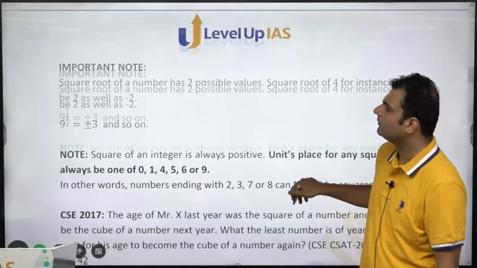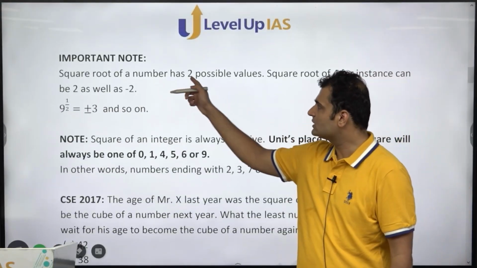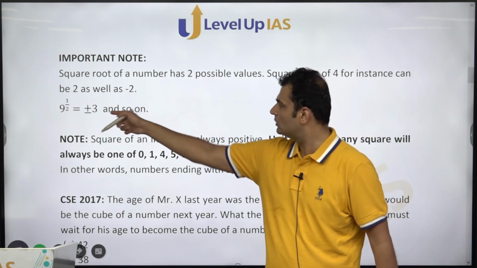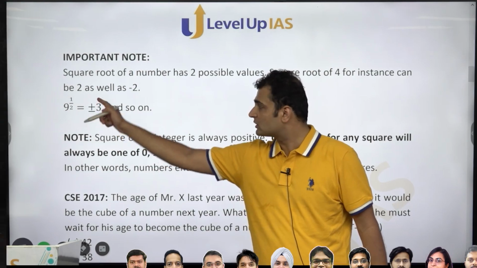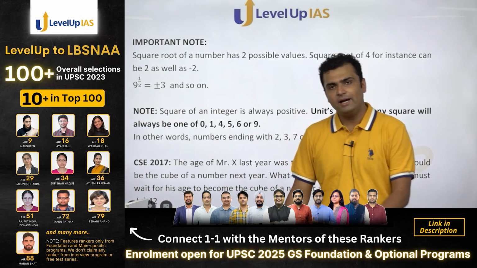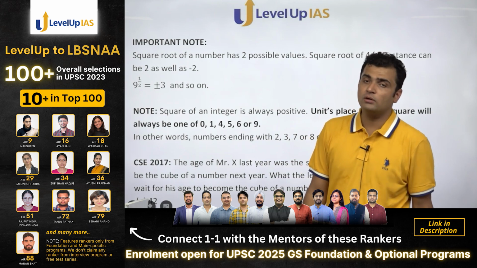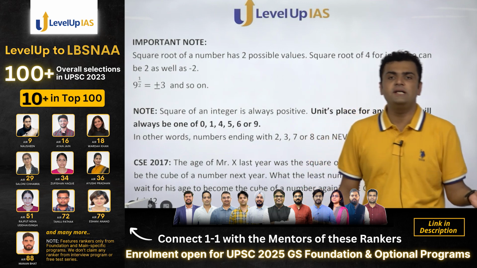Fine. See, a square root has 2 possible values. The square root of 4, for instance, can be 2 as well as minus 2. The square root of 9 is plus 3 or minus 3, and so on. So the minus possibility is also to be taken into account, especially if the question talks about integers.